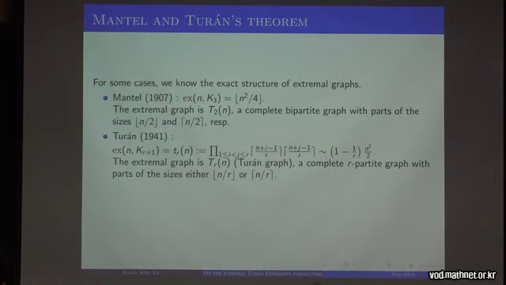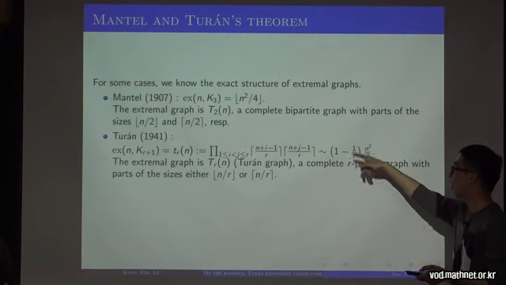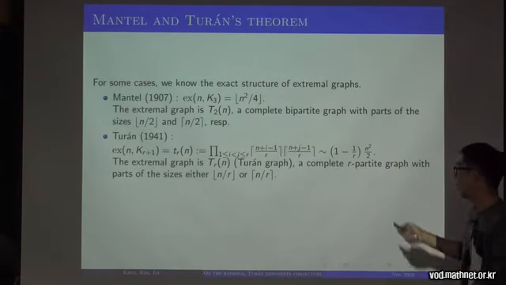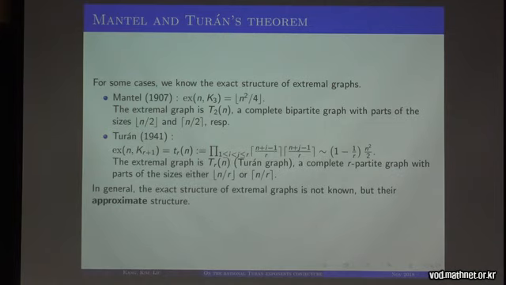A few decades later, Turán showed that if a graph has no cliques of order r plus 1, then the extremal graph is the so-called Turán graph, a complete r-partite graph with parts of almost the same size. So the extremal number asymptotically has this value. However, in general, we don't know the exact structure of extremal graphs, but we only know their approximate structure.